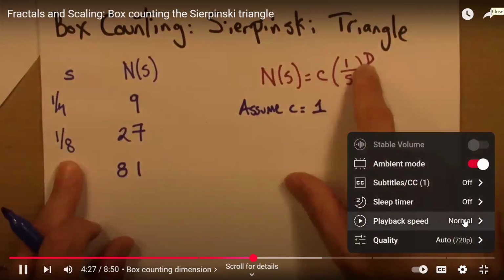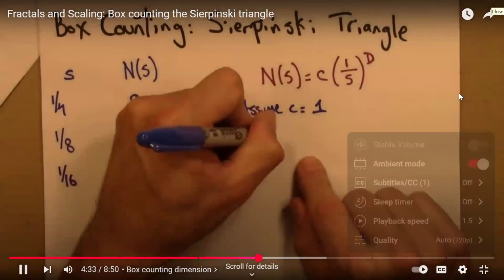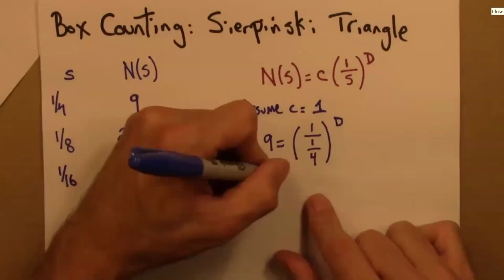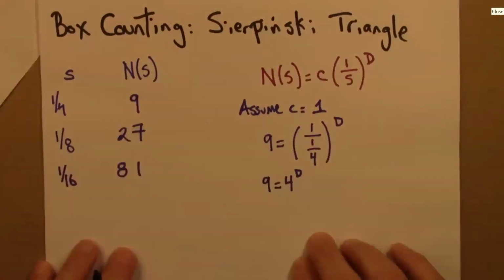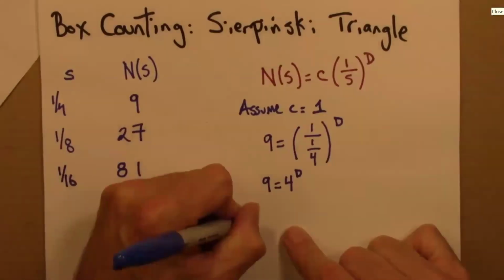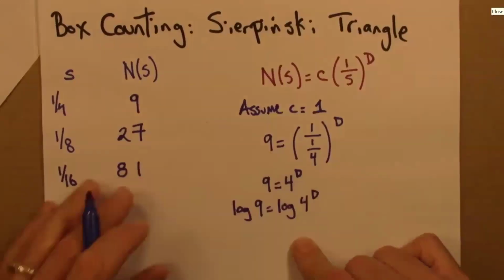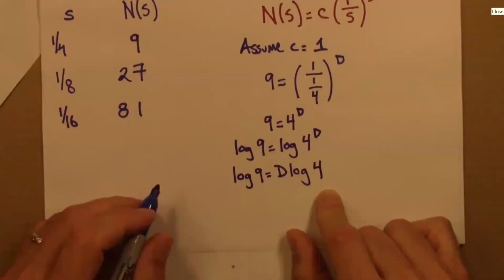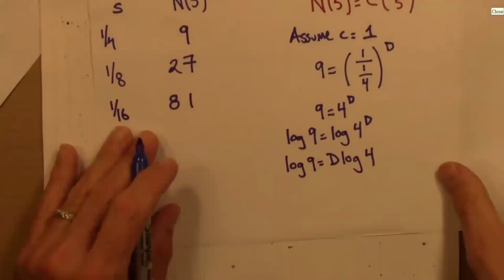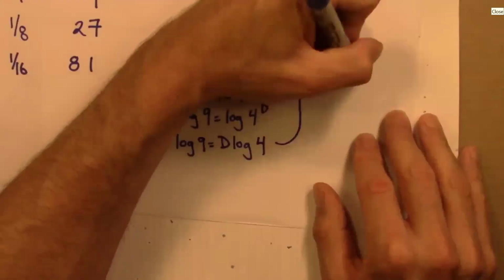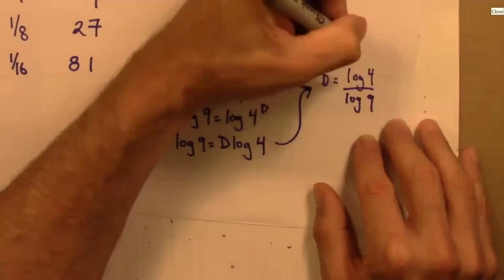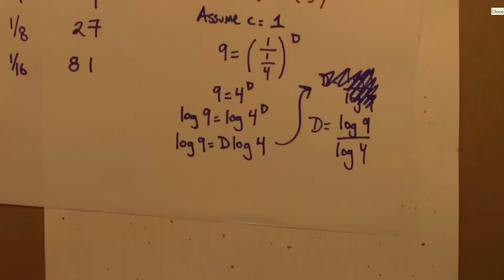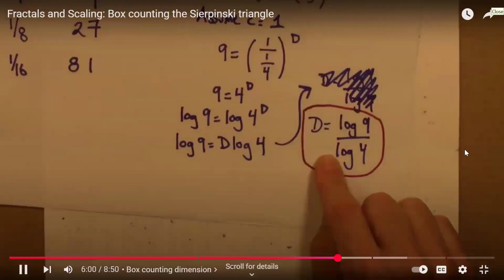So then we want S. Let's plug in S, which is a quarter, so 1 over a quarter. 1 over a quarter is the same thing as 4. This is a very trivial calculation. So you can see we are getting a similar kind of equation, as we did previously. Okay, so this is the box counting dimension for the Sierpinski triangle.